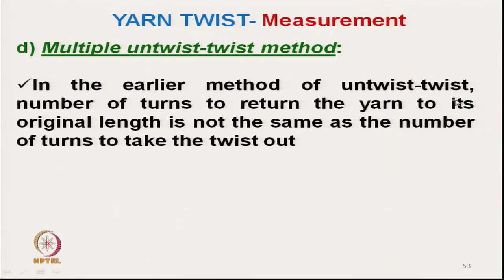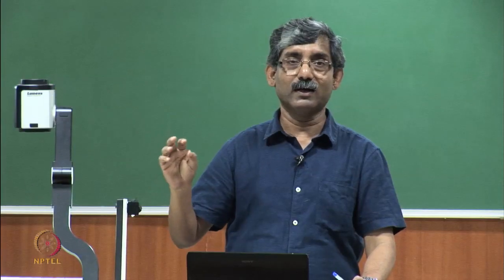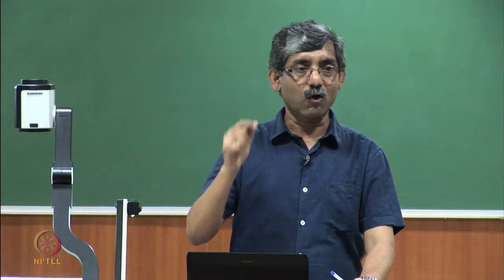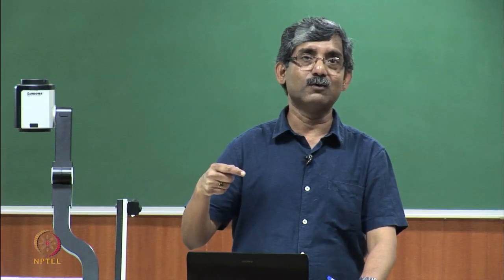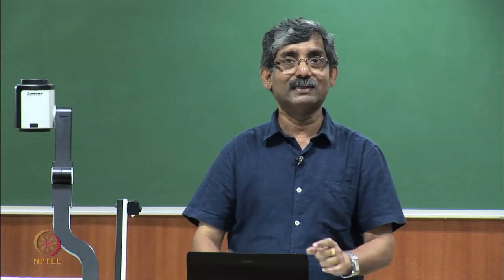In the earlier method of untwist, the number of turns to return the yarn to its original length is not the same as the number of turns to take the twist out. That is possible mainly for different types of yarn, but even for raw cotton yarn this type of error takes place. It has been observed that the number of turns are different, and that is due to the reversal of the twist. So this generates some error in the reading.